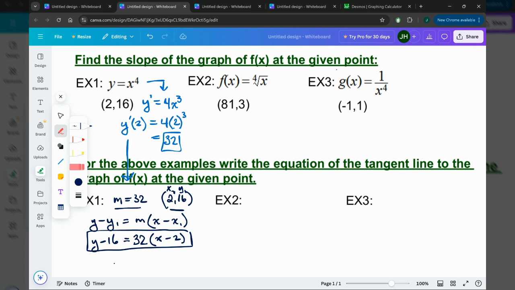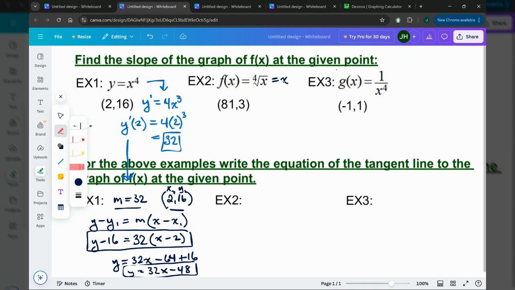Now, I could put this in slope-intercept form. I could distribute the 32, make it 32x minus 64. Then I could add the 16, and I'd get y equals 32x minus 48, which is fine. That's the correct answer too. But why not just use point slope? So we're going to do the same kind of thing on this next problem.